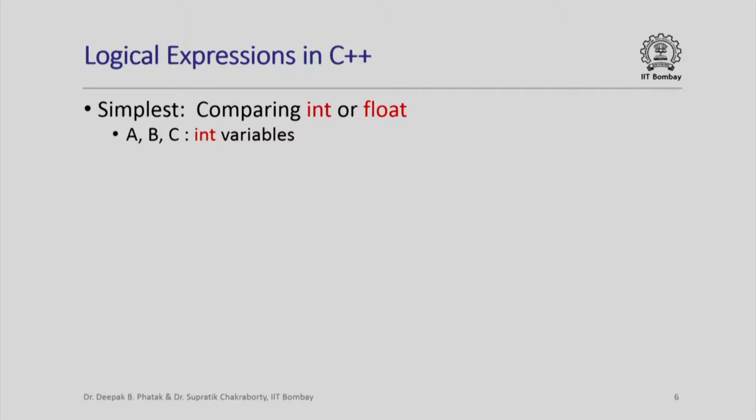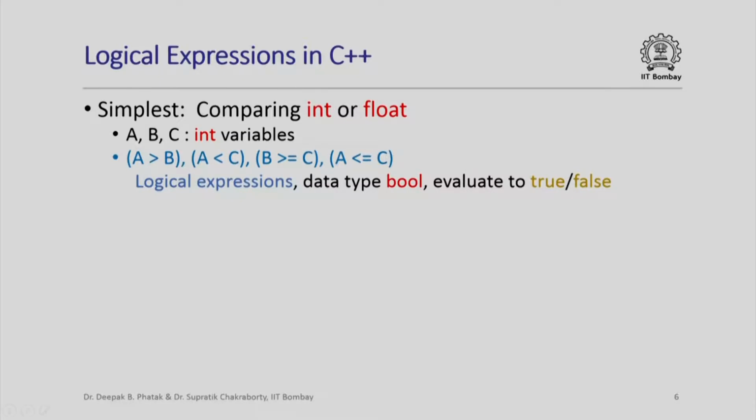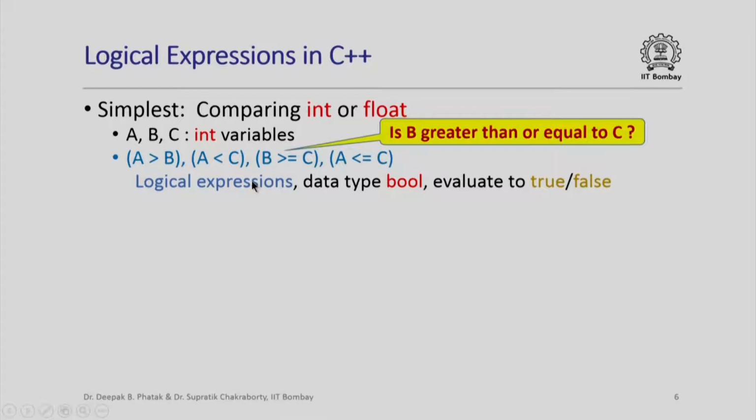Now in C++, the simplest way of constructing a logical expression is to compare two int or float values. For example, in our program we had a, b, c as three int variables. So I could compare them by saying a greater than b, a less than c, b greater than or equal to c, a less than or equal to c. These will all constitute logical expressions. Note, when I write greater than and then follow it with the equal sign, it means one comparison operator. These two symbols together constitute one comparison operator called greater than or equal to. Similarly, when I write less than and follow it immediately with an equal symbol, these two symbols together constitute a comparison operator called less than or equal to.